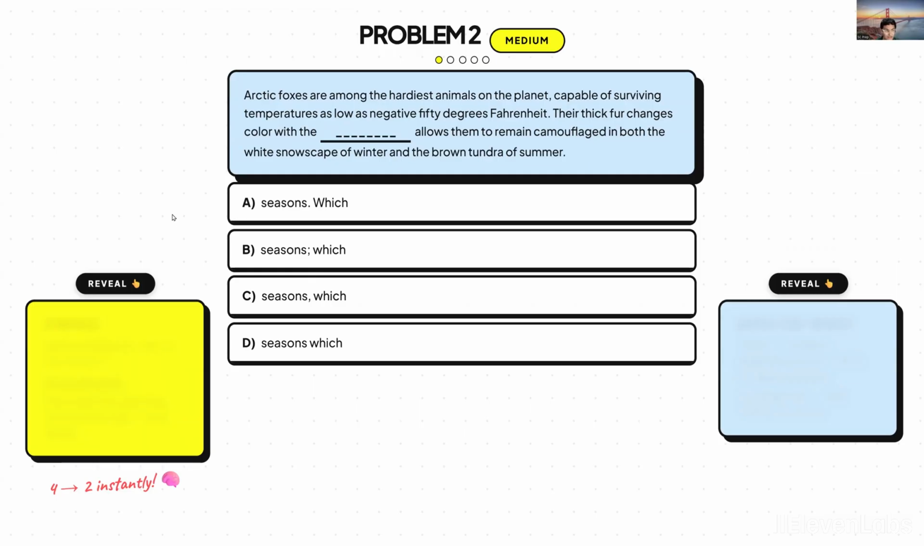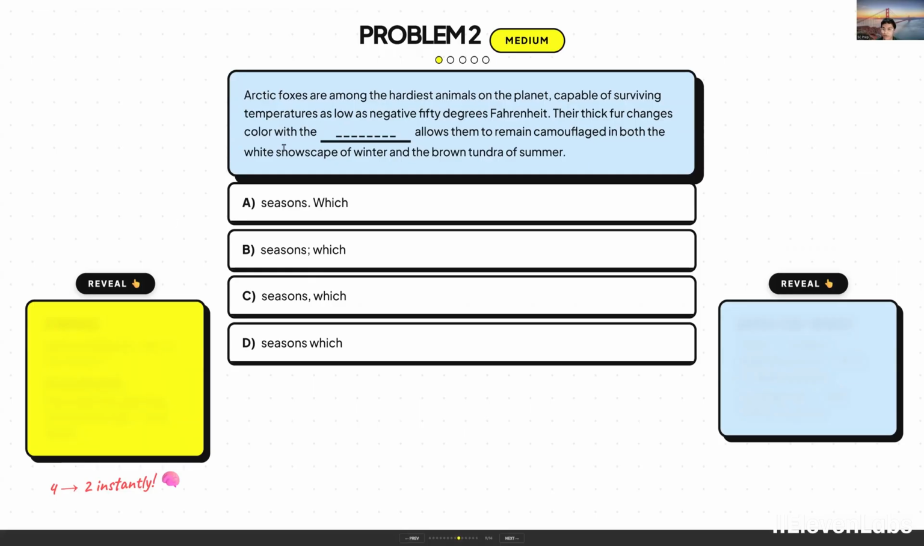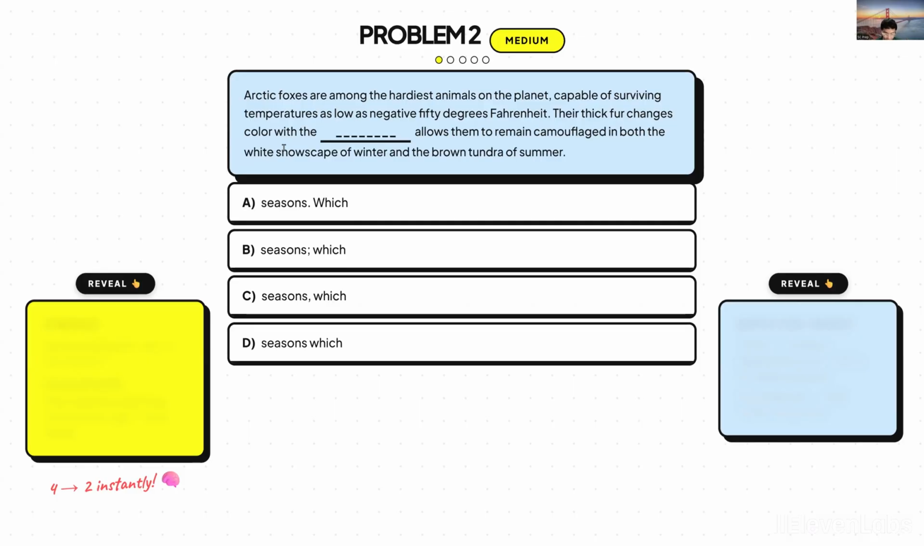Here, we can already tell that there is no complete sentence. If we go back way before, when I was talking about the three examples, which creates a dependent clause. And with the dependent clause and the independent clause, you can only connect them with a comma, which means C is going to be the correct answer.